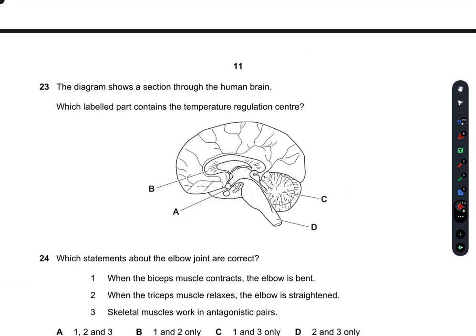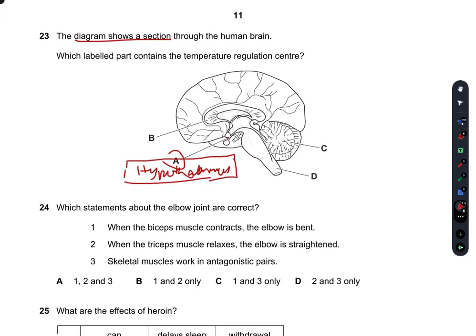Which diagram shows a section? The diagram shows a section of the human brain. Which part contains the temperature regulation center? So it is definitely hypothalamus. Hypothalamus contains the authority to regulate the temperature of the body. So A is the right answer.